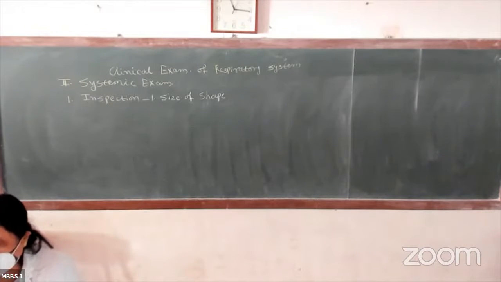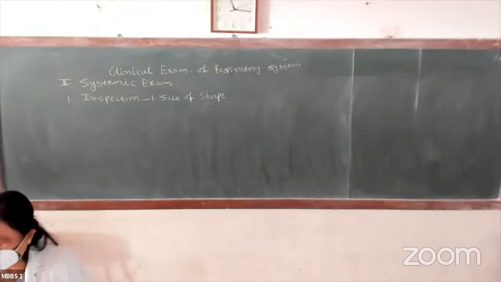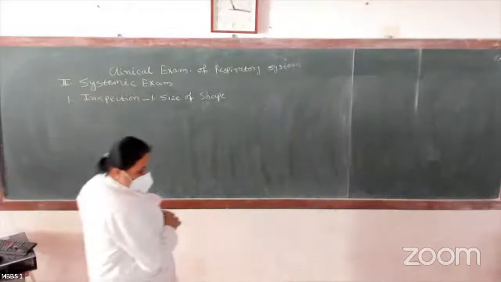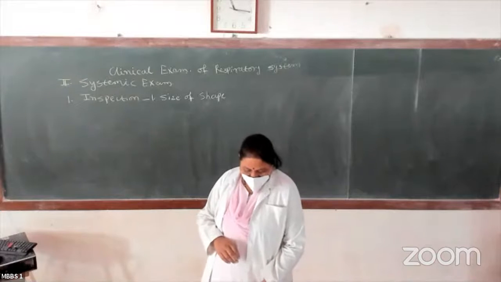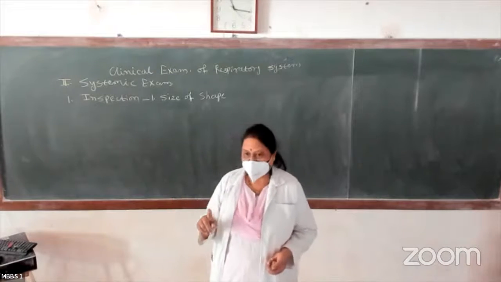If there is a change in the size and shape, it is asymmetrical, or there is some disease condition which causes asymmetry of the chest. Normally, it is bilaterally symmetrical. For that, you have to examine the transverse diameter and the AP diameter.